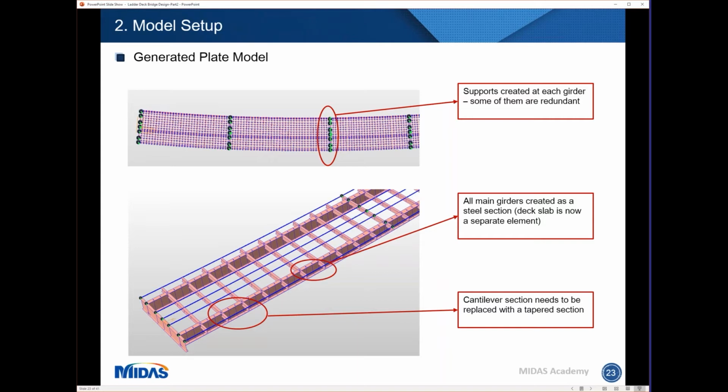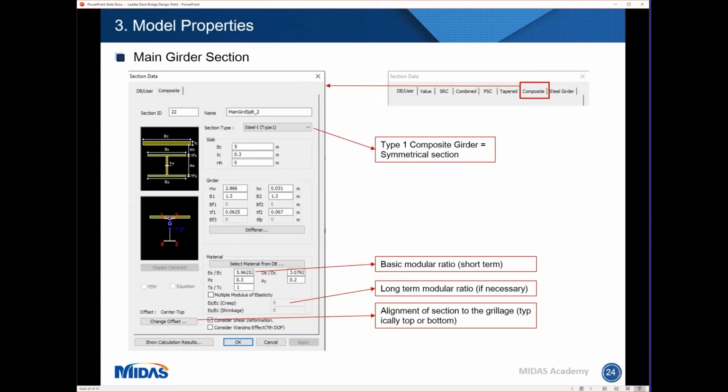So although, for example, in the wizard we still use a composite section in the section tab, the section is transformed during the model generation to a steel only section. So we don't need different kinds of section if we change the model type. Now we can go back and have a look at a few model properties.